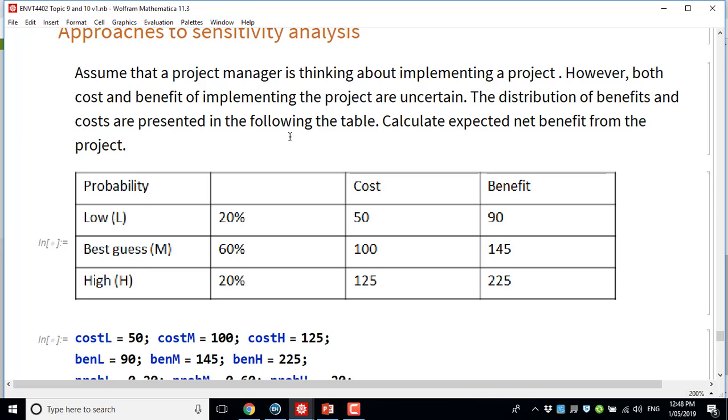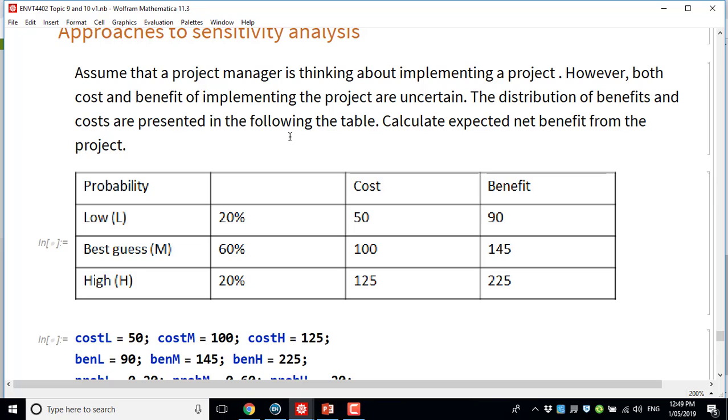So in the best case, we think that our cost was $100 and the benefit was 145. Whereas with the low scenario, we have $50 as cost and $90 as benefit. But with the high scenario, we have $125 cost and $225 benefit.